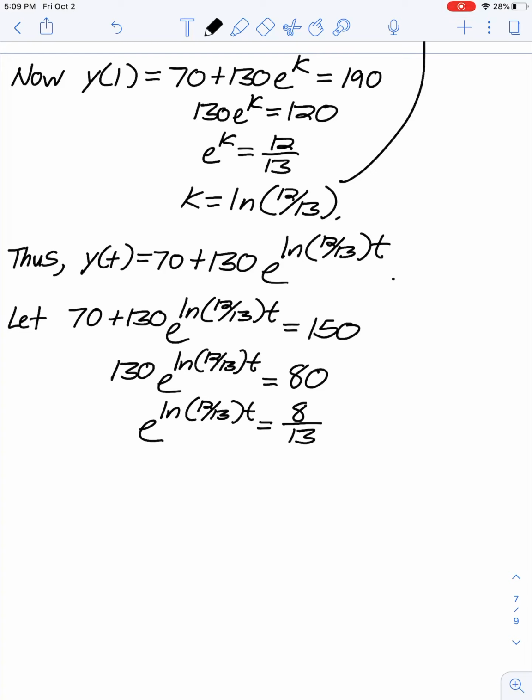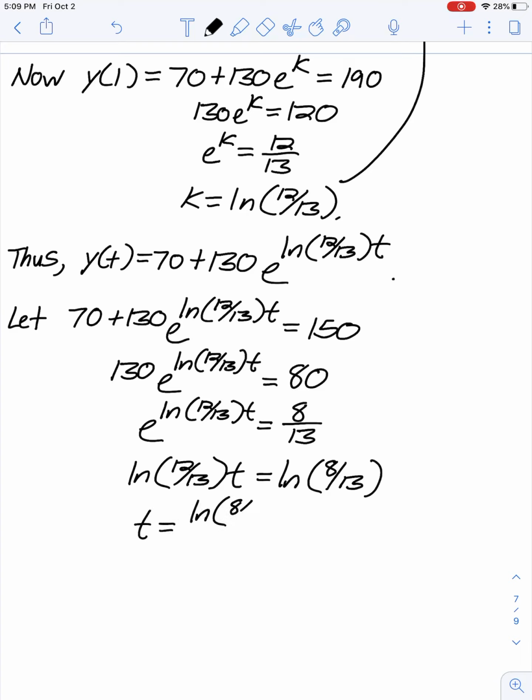And then taking the natural log of both sides, I would have the natural log of 12/13 times t is equal to the natural log of 8/13. And solving for t, we would have the natural log of 8/13 divided by the natural log of 12/13, where time was being measured in minutes.